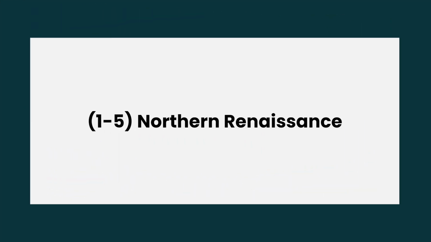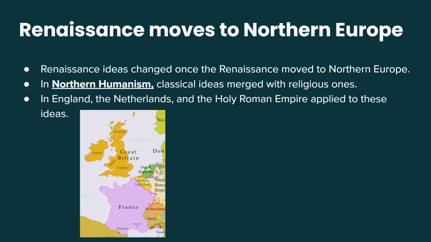Now we have the Northern Renaissance as it moves later on to Northern Europe. As it moves to Northern Europe, some ideas changed. There was Northern humanism, a different kind that branched off from that, in which classical ideas could be merged with religious ones. So instead of just focusing on classical texts or classical individuals, maybe also that of the Bible. In England, the Netherlands, and the Holy Roman Empire, they applied these ideas primarily. Also in France, some.